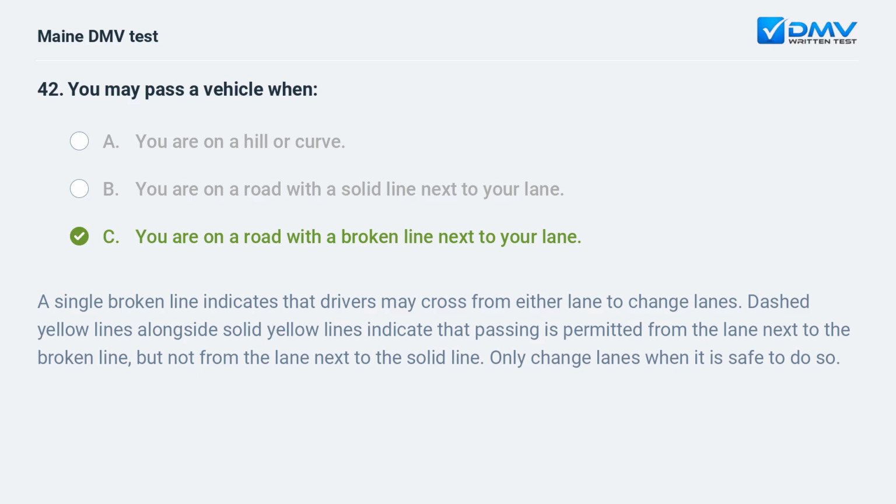C. You are on a road with a broken line next to your lane. A single broken line indicates that drivers may cross from either lane to change lanes. Dashed yellow lines alongside solid yellow lines indicate that passing is permitted from the lane next to the broken line, but not from the lane next to the solid line. Only change lanes when it is safe to do so.